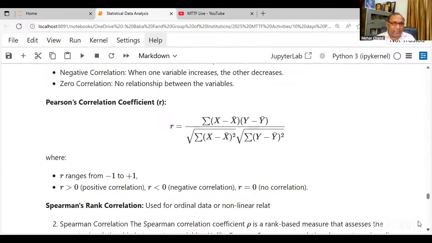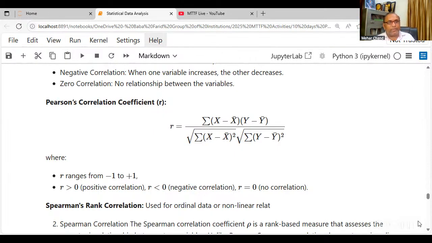Okay, and here the value of R must lie from -1 to +1. Okay, if R is greater than 0, this is positive correlation. If less than 0, negative correlation. R equal to 0, no correlation. Okay, so from these values we can easily detect and observe which type of correlation exists between the two variables.